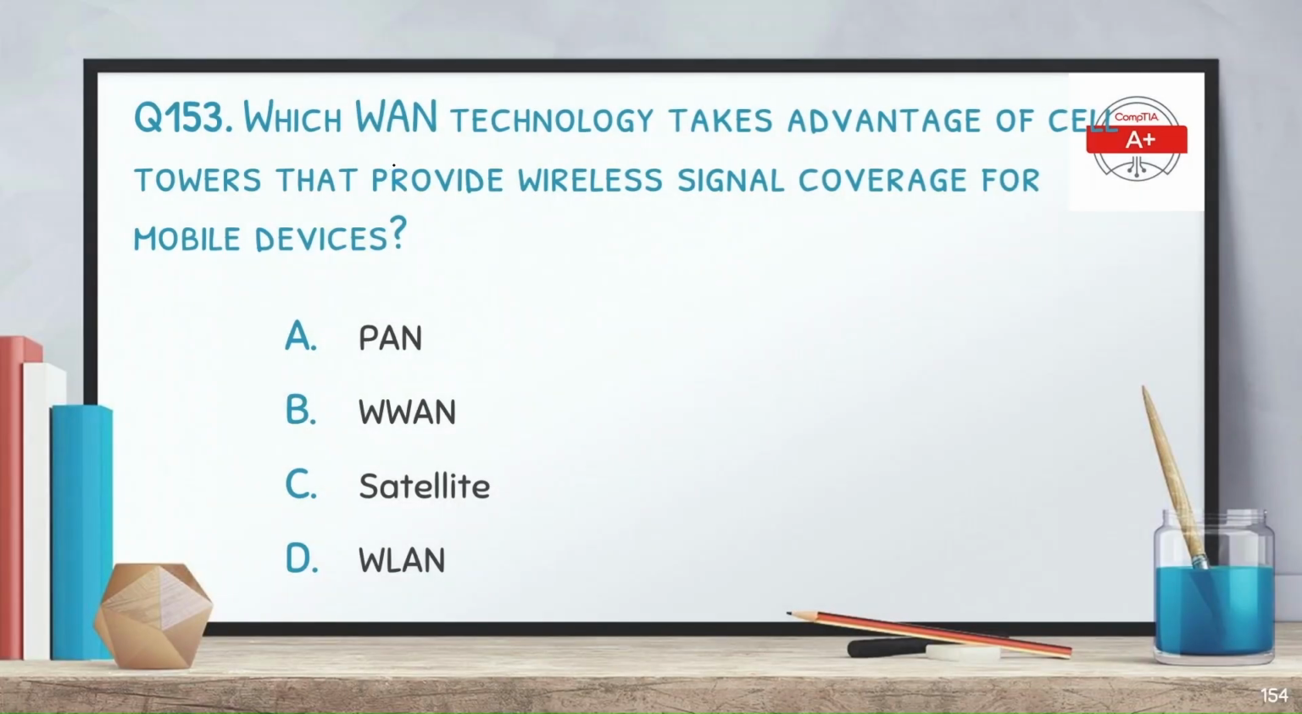Question number 153 is that which WAN technology, wide area network technology, takes advantage of cell towers that provide wireless signal coverage for mobile devices? The options are A. PAN, B. WWAN, C. Satellites, and D. WLAN. The correct option is WWAN or wireless wide area network.